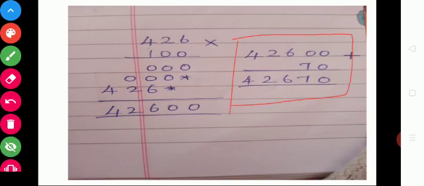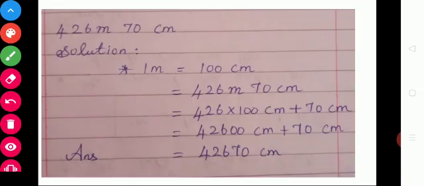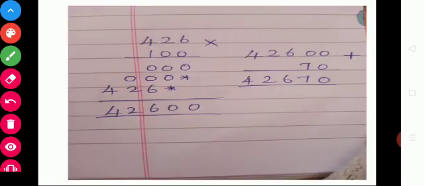42,600 plus 70. So 0 plus 0 is 0. 0 plus 7 is 7. Here don't have any number, so consider as 0. 6 plus 0 is 6. 2 plus 0 is 2. 4 plus 0 is 4. So what answer you got it? 42,670 centimeter. I hope you understood this topic.